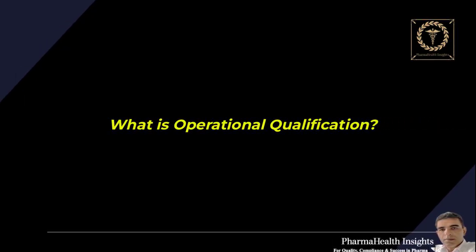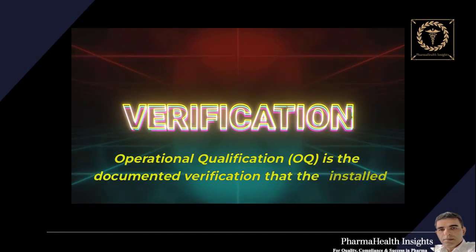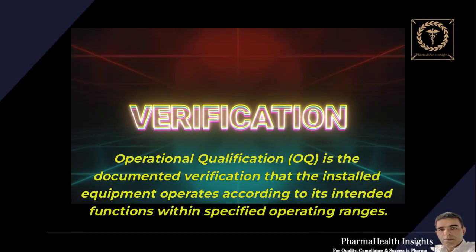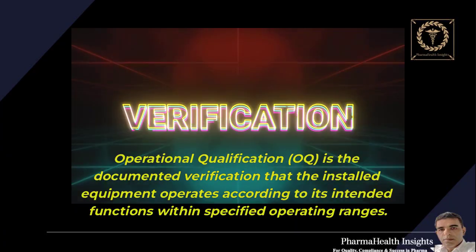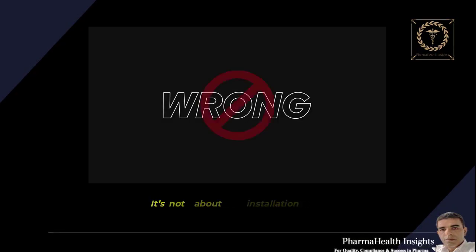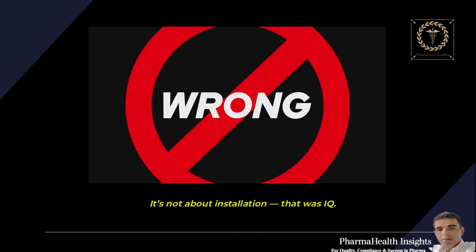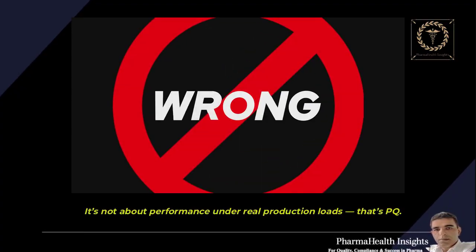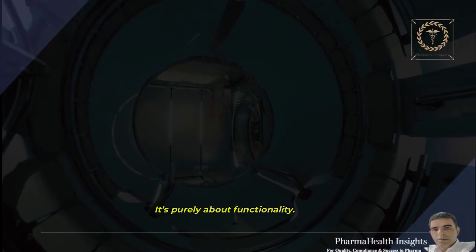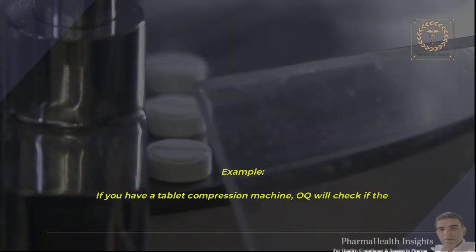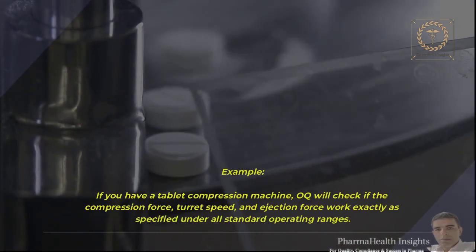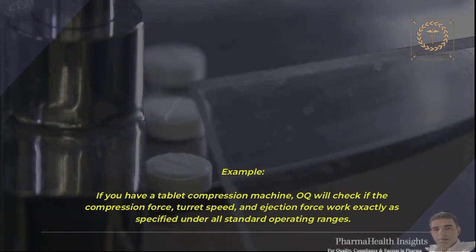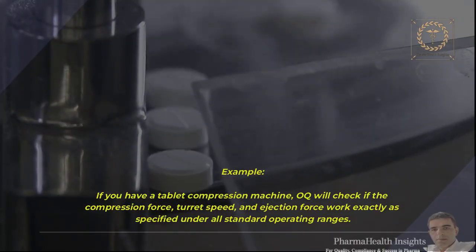What is Operational Qualification? Operational Qualification, OQ, is the documented verification that the installed equipment operates according to its intended functions within specified operating ranges. It's not about installation, that was IQ. It's not about performance under real production loads, that's PQ. It's purely about functionality. Example, if you have a tablet compression machine, OQ will check if the compression force, turret speed, and ejection force work exactly as specified under all standard operating ranges.